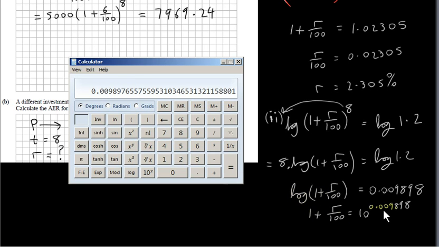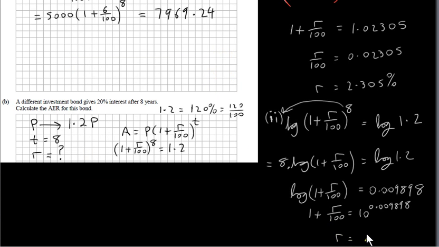Then to get at R, we have to put 10 to the power of both sides, because 10 to the power of log to the base 10 of something just gives us that something. So if you haven't seen logs before, don't worry. We do 10 to the power of 0.009898, and we subtract this 1, multiply by 100, and we get our answer as before, 2.305. Okay, I probably wouldn't recommend doing it this way. It's much easier to do it the other way.